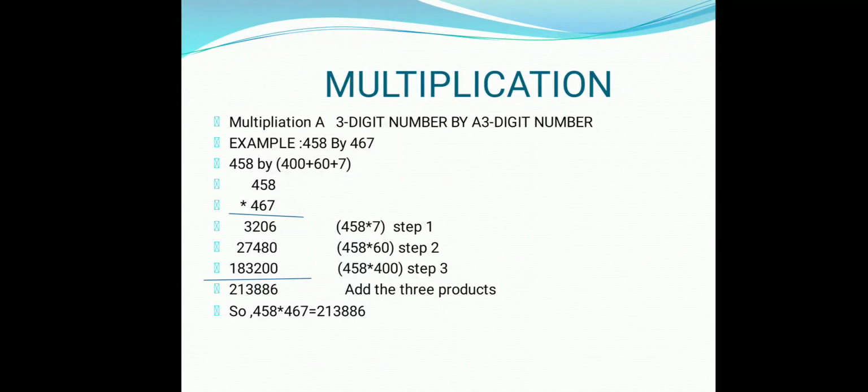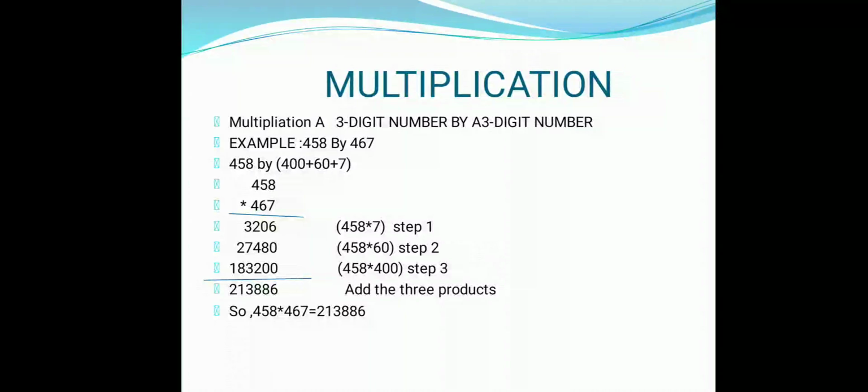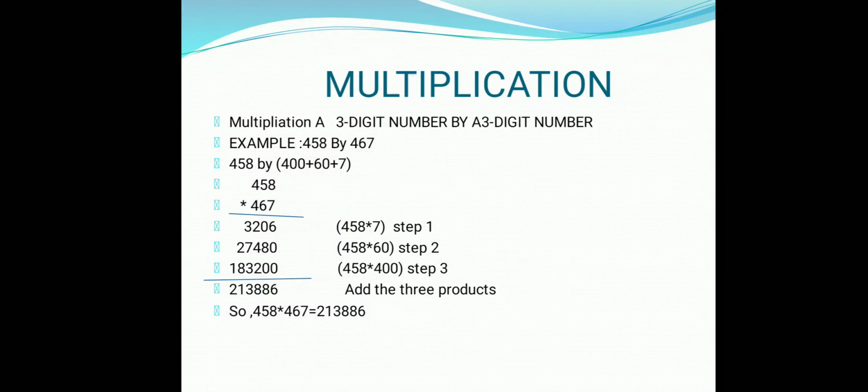7 into 4 becomes 28. Add 4 in it. The sum becomes 32. 2 should be written in hundreds place and 3 in thousands place. Step 2. Let's multiply with tens place. So put a 0 in ones place. 6 into 8 is equal to 48. 8 should be written in tens place and 4 shall be carried over.